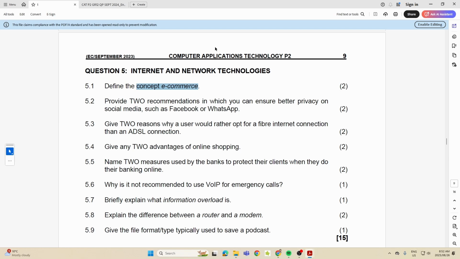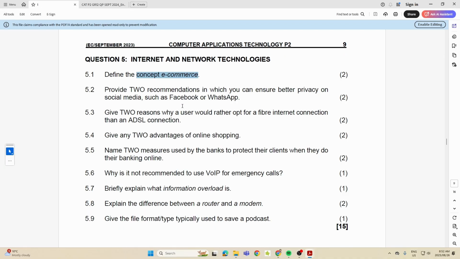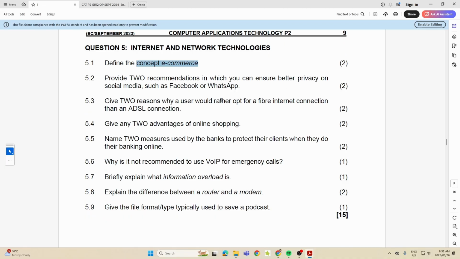Then 2 recommendations in which you can ensure better privacy on social media. I mean, you can go through that. 2 reasons why a user would rather opt for a fiber connection as opposed to ADSL. Well, number 1, fiber's faster. Number 2, fiber's more reliable.